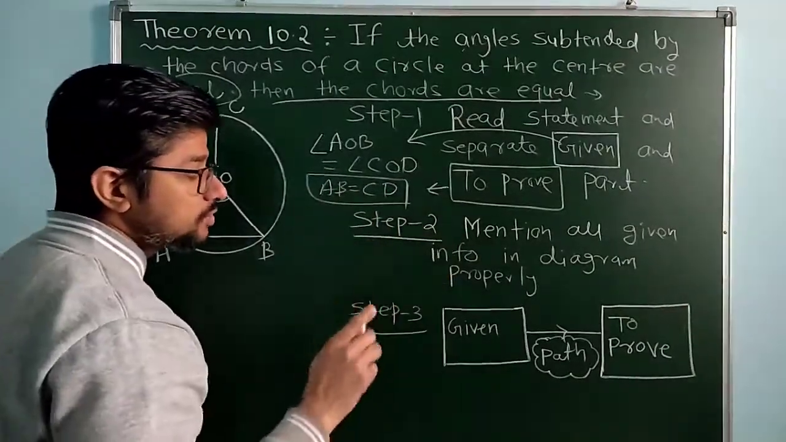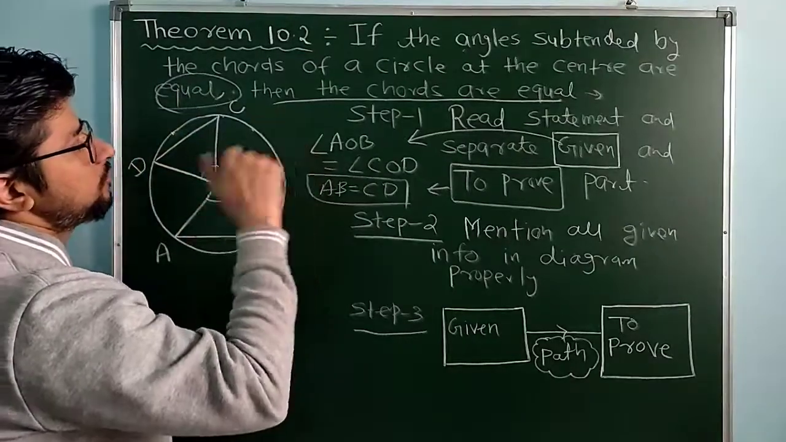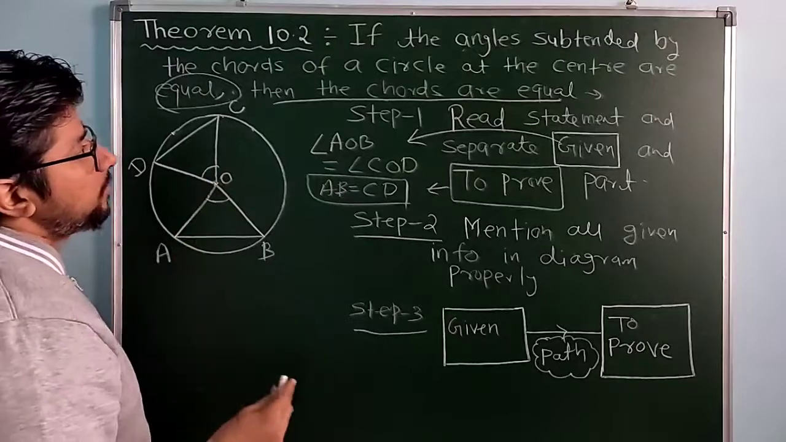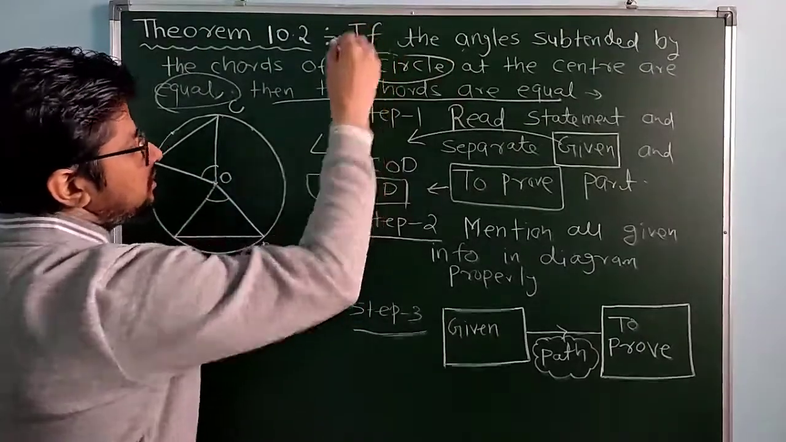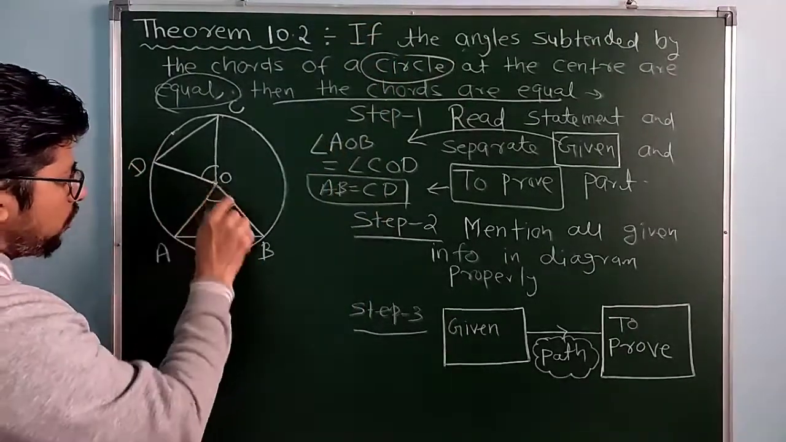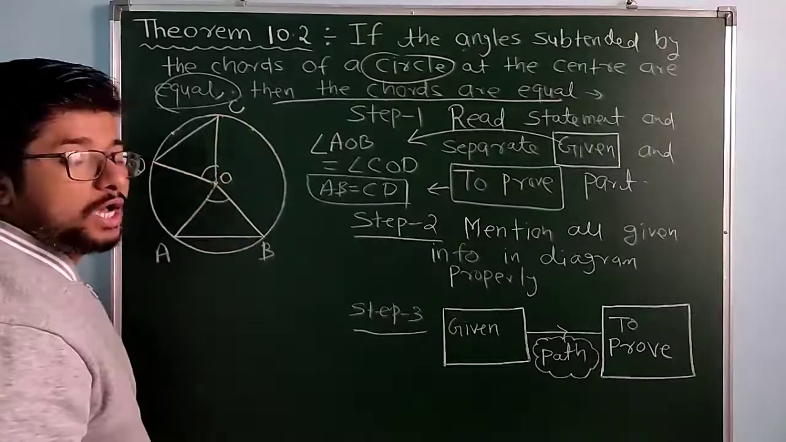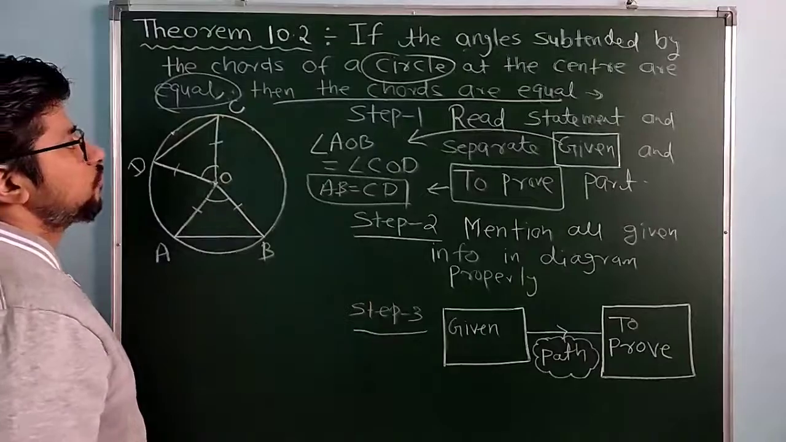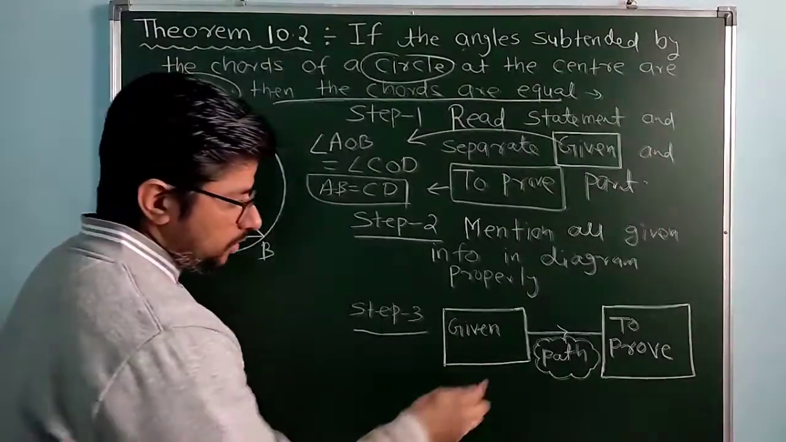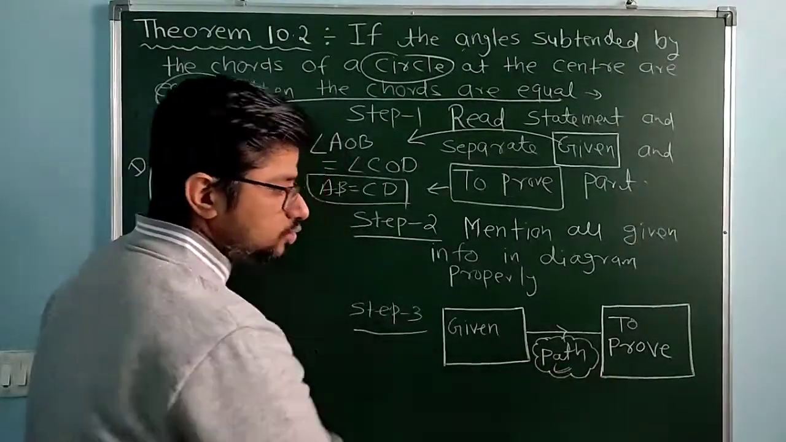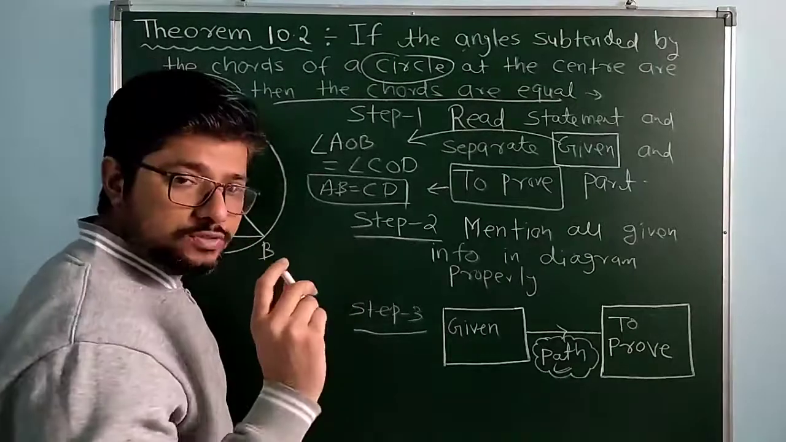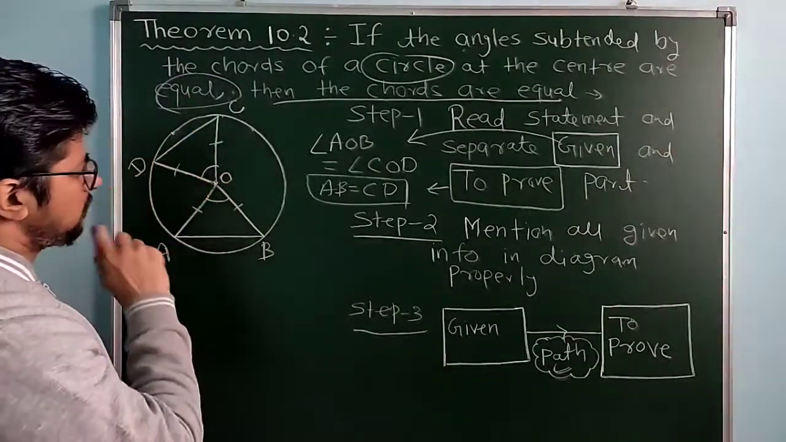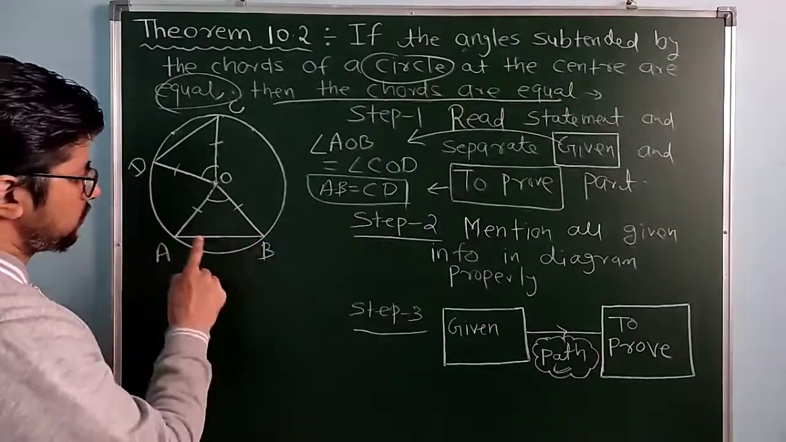Mention all the given information in the diagram. So directly it is only one piece of information that is given in the question, that angles are equal, but indirectly you can see, as this is a circle, OA, OB, OC, OD are all radii of the circle, means all must be equal, right? These two pieces of information are given. Now you just need to find the path you can use to prove this statement, right? So what is the path? Okay, I need to prove AB equal to CD.